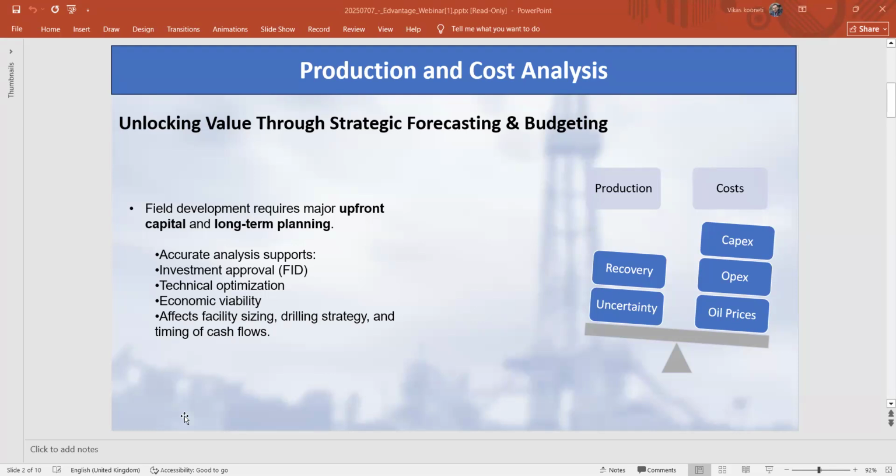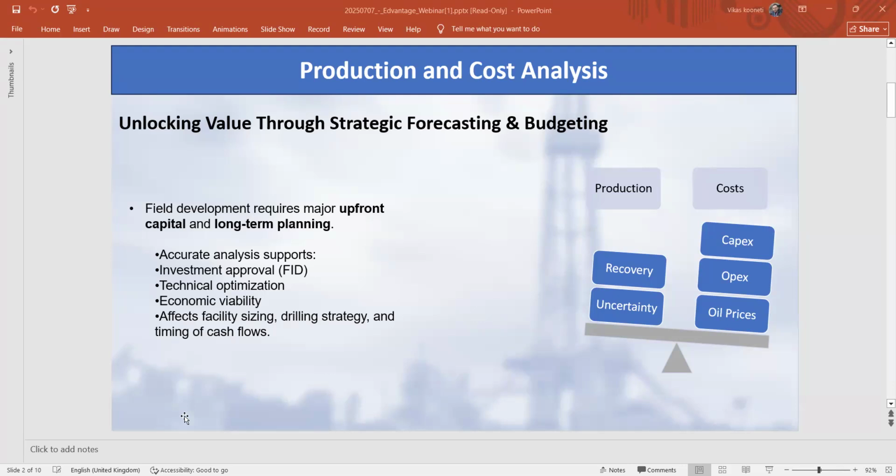So if it's a greenfield project, imagine you're just at an exploration stage, or maybe just came up with the licensing, right? You're at an investment approval stage, right? So in this stage, you might have to do a thorough production analysis, or a thorough entire FDP plan, right? Then technical optimization. So how are you going to optimize the well?